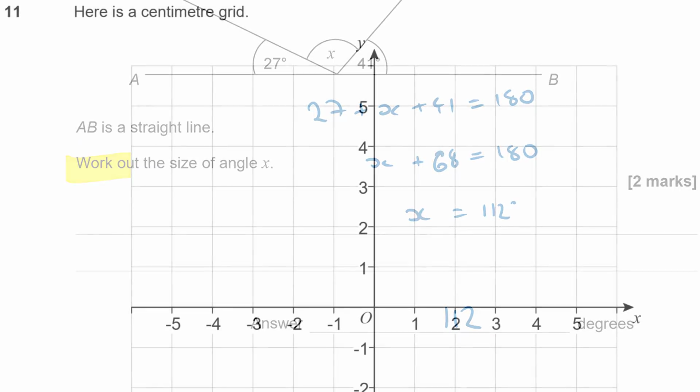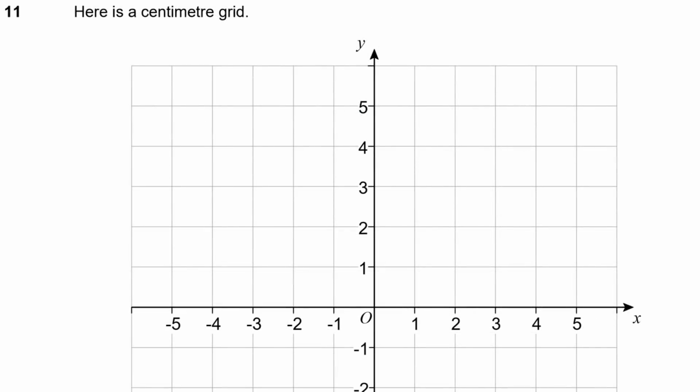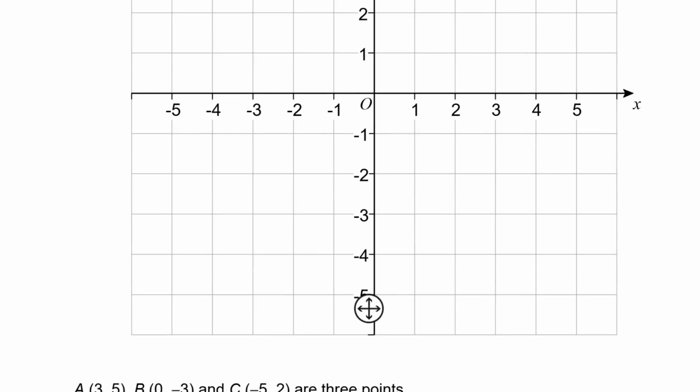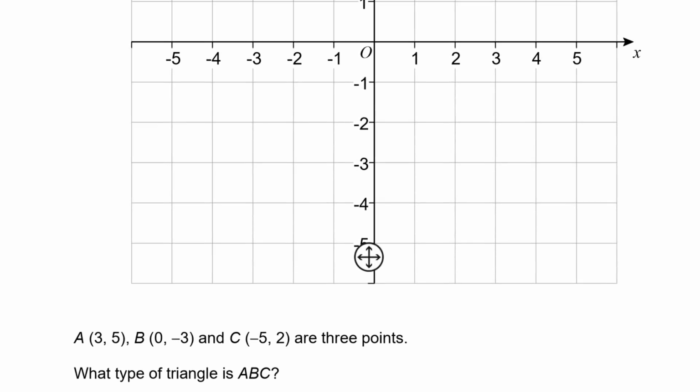112. Question 11. Here is a centimeter grid. It's got some axes on it. A is the point (3, 5), B is the point (0, -3), and C is the point (-5, 2).